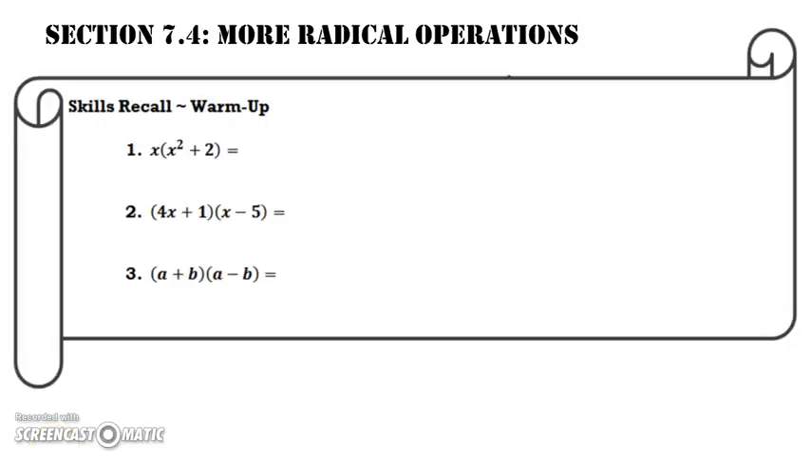Alright, today we're going to talk about section 7.4, which is going to be working more with radical operations. We're going to talk about something called rationalizing the denominator. But before we do that, we need to make sure that we can distribute and FOIL and combine like terms appropriately. So pause the video here and take a couple minutes to solve the first three problems here.